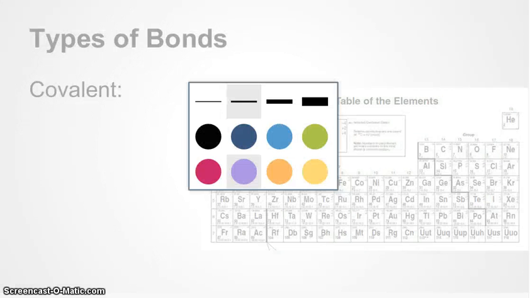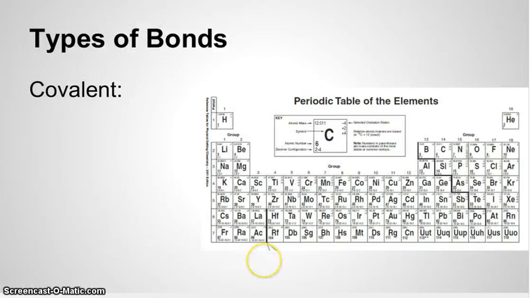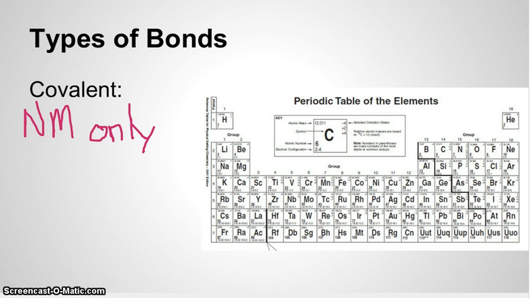The next type of bond is called a covalent bond. And a covalent bond happens only between nonmetals. And the key word here is, we said that the nonmetals all want to gain electrons. So if you put two nonmetals together, neither one is really willing to completely give up control of its valence electrons, but in certain situations, they will share their electrons.